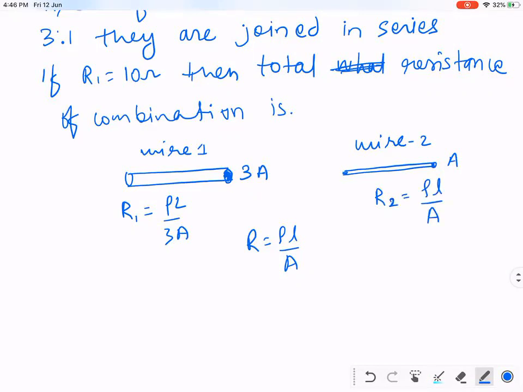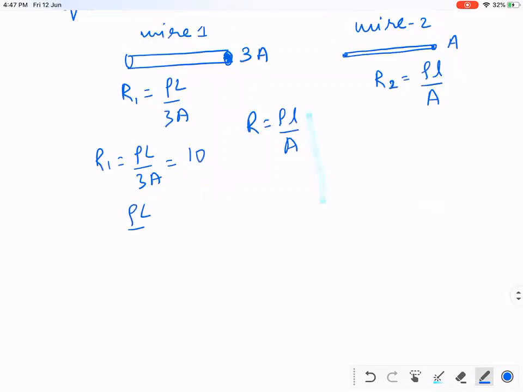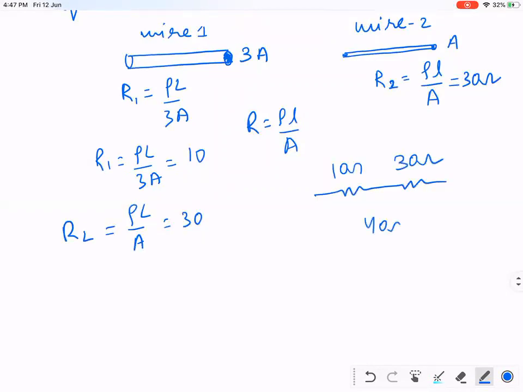According to the question, R1, rho L upon 3A, is 10 ohm. So what is rho L upon A? 30, which is R2. So R2 is 30. Now they are joined in series, 10 ohm and 30 ohm. So what is your answer? Total resistance is 40 ohm. Understood everyone?